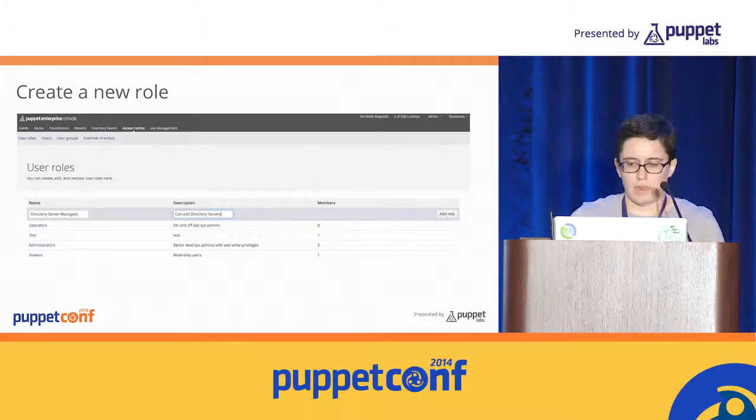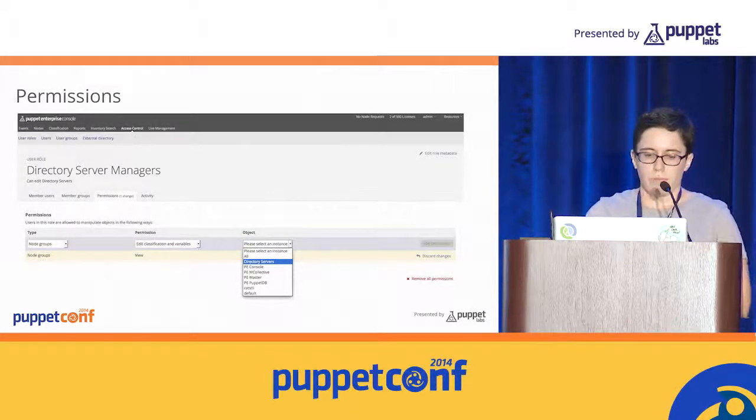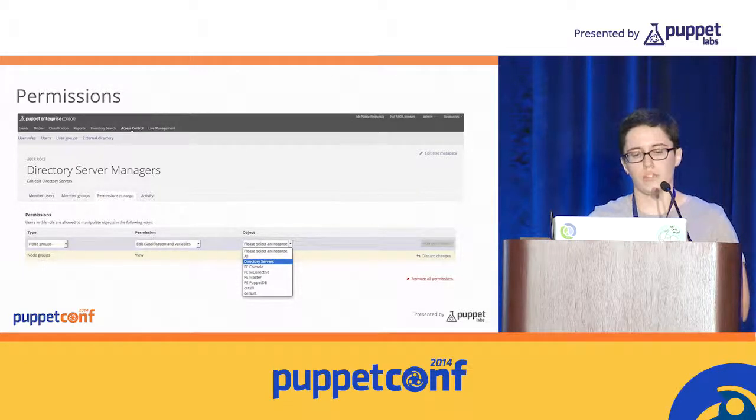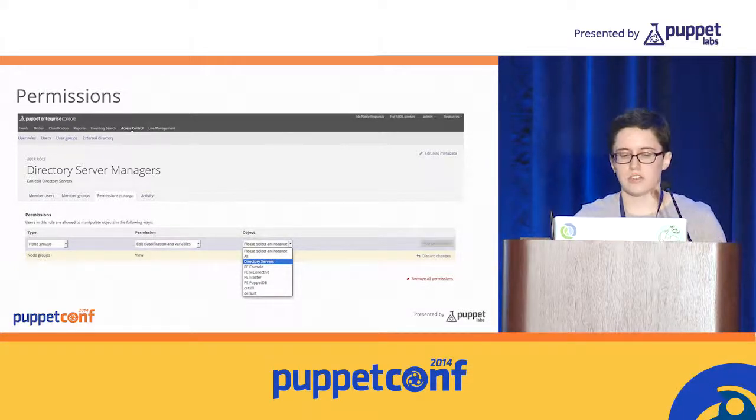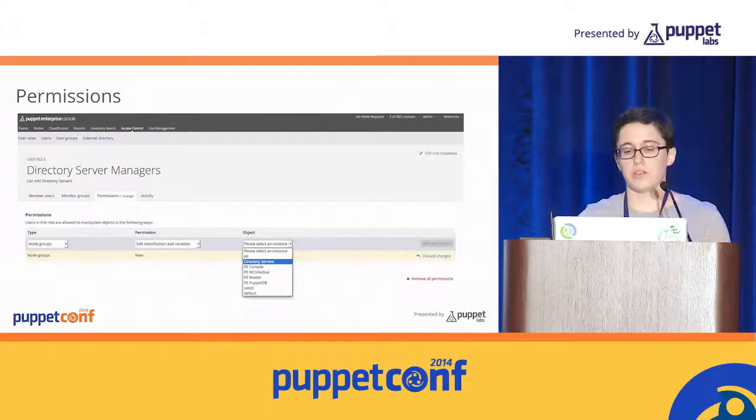So I go and add a new role. And then I go over and add permissions to this role. And in this case, I'm only adding permissions that are for node groups. I'm going to add the view permission and an edit classification permission. And I'm going to do these both just on the directory services group.